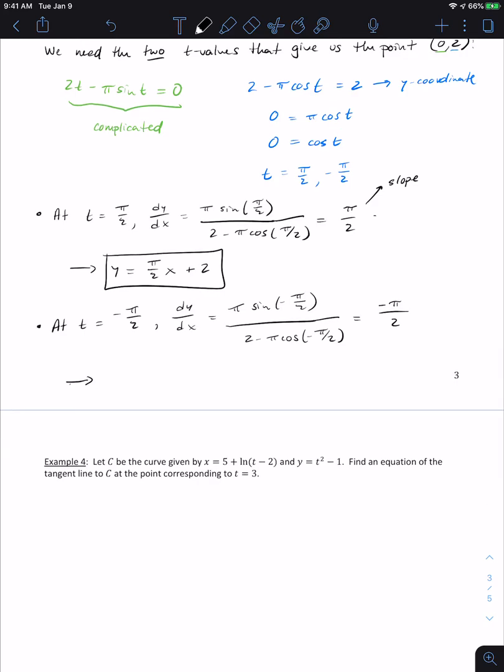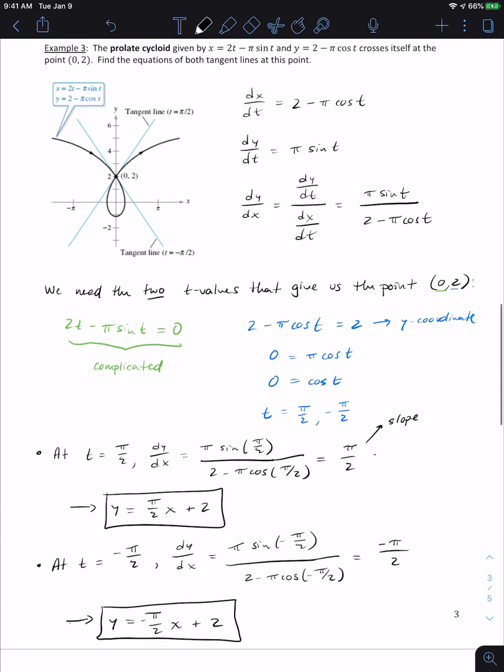So now this line is y equals negative pi over 2 x plus that same y-intercept 2. So those are going to be the equations of the lines. And as you can see there, this is a line with slope pi over 2, and this is a line with slope negative pi over 2. And so that is our equation of our tangent lines.